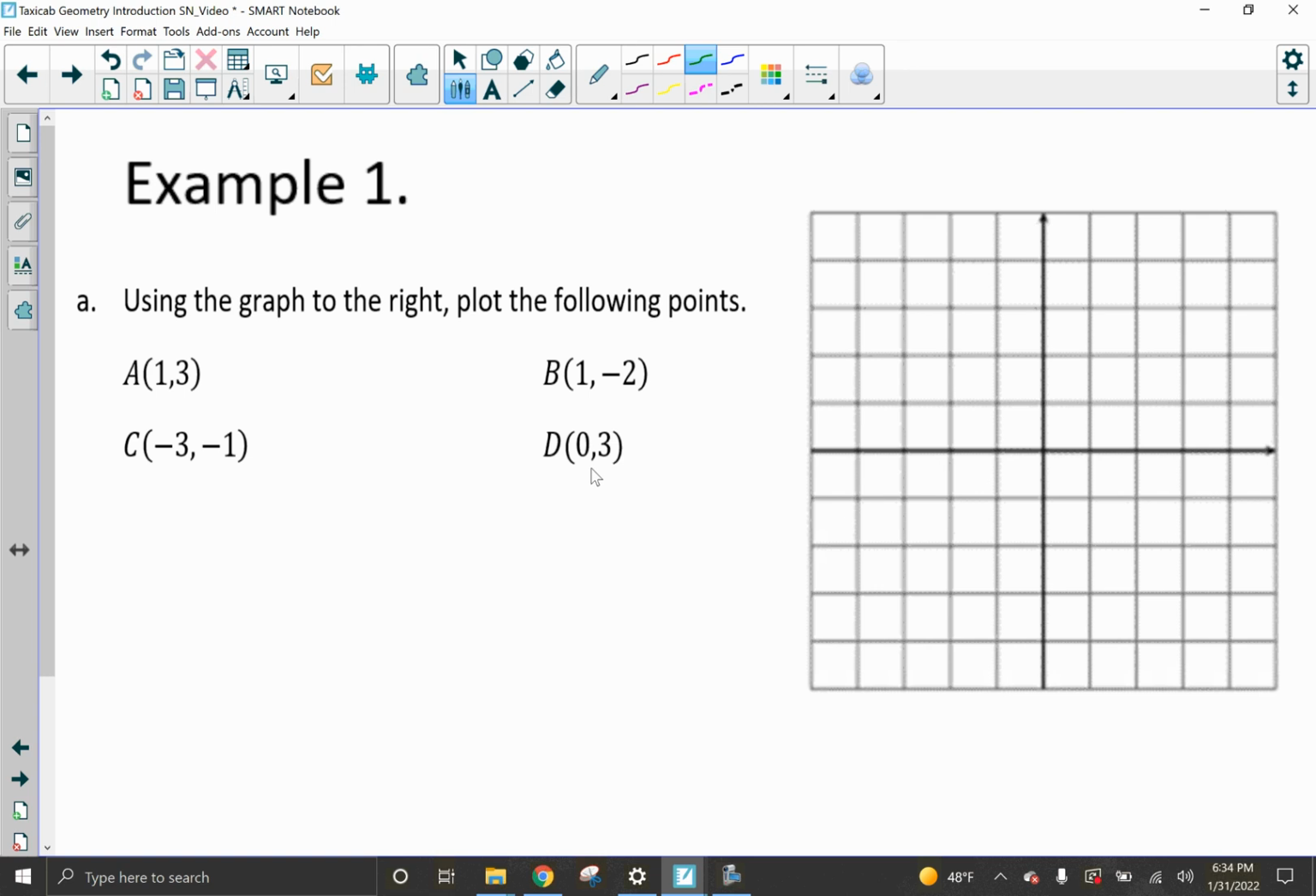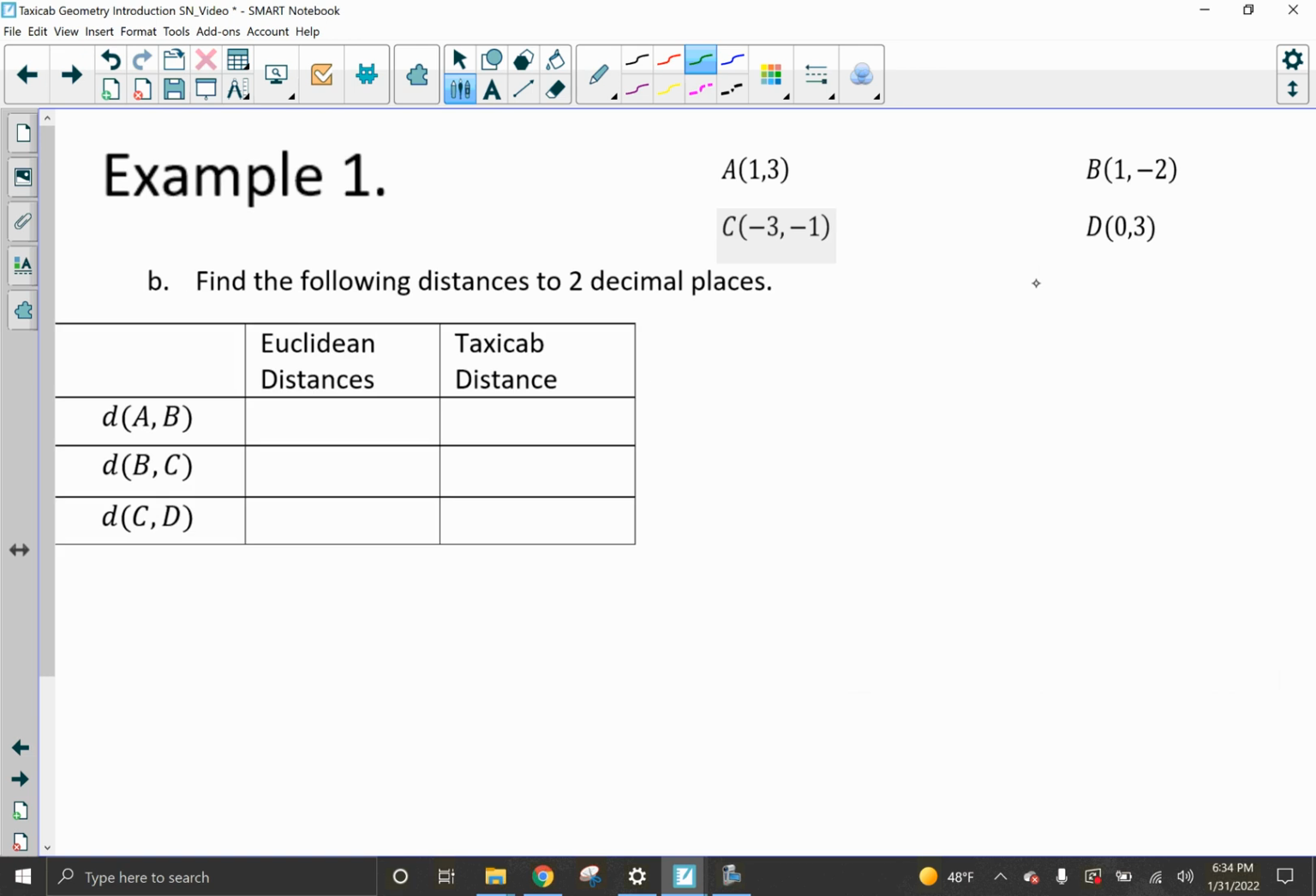Example 1. Use the graph to the right, plot the following points. You should be able to do this on your own, but we'll do this real quick. You plot the points. That should be pretty self-explanatory. I think you guys can do that. Now comes the real meat and bones of the lesson. Find the following distances to 2 decimal places. So you have the Euclidean distances, that's d sub e, and the TaxiCab distances, which is d sub t.